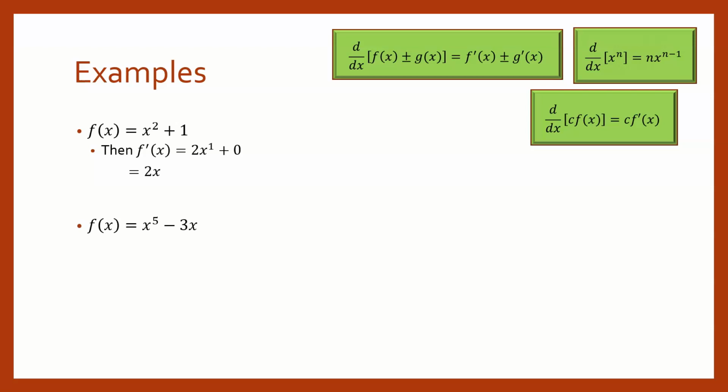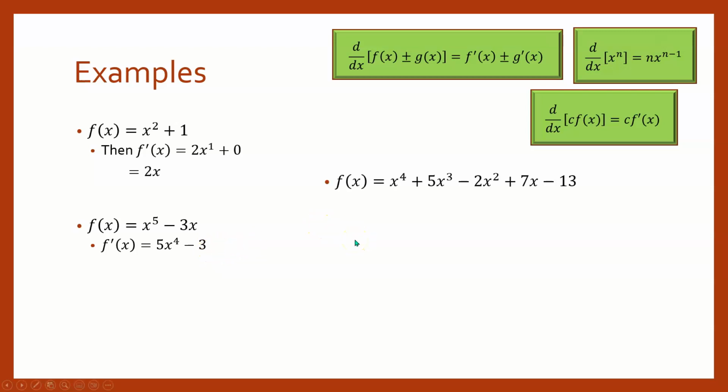If f of x is x to the fifth minus 3x, the derivative should be the derivative of x to the fifth minus the derivative of 3x. And we have rules that show us what those derivatives should be. They should be 5 times x to the fourth minus 3. The derivative of x to the 5 power is 5 times x to the 4 power. And the derivative of a constant times a function is the constant times the derivative of the function, and the derivative of x is 1.